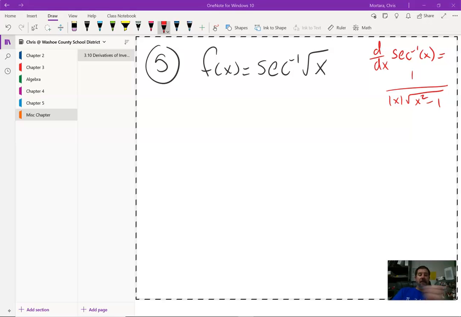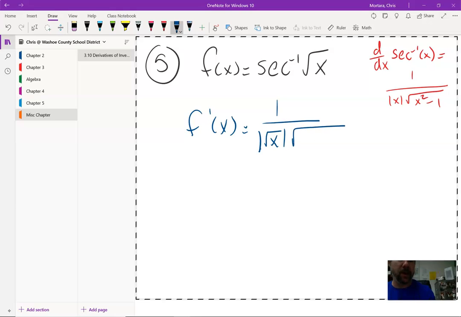Again, I have the formula down for us to use and help us here a little bit. I want to take the derivative of secant inverse of root x. So the derivative of this is 1 over the absolute value of u times the square root of u squared minus 1, chain rule, times u prime. All right? And now we just need to simplify this.